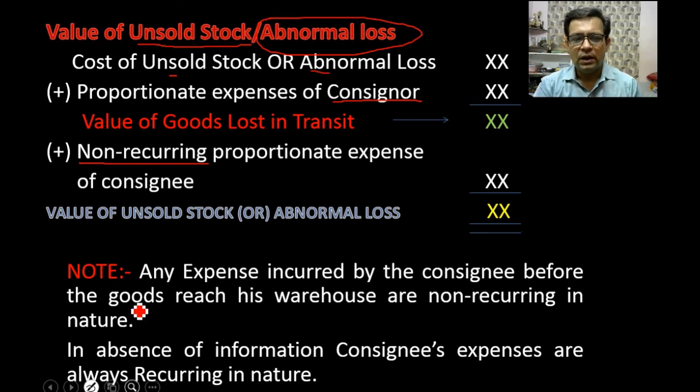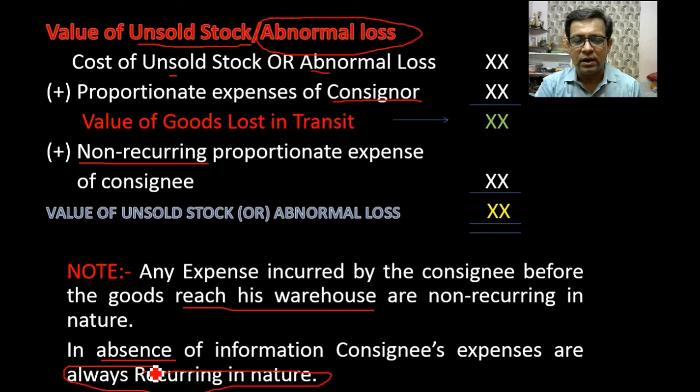All right. Now, there is a note that you need to understand. Any expense incurred by consignee before goods reach his warehouse, as I just told, is called non-recurring expense. That's okay. The second point is more important. In absence of information, consignee expenses are always considered as recurring expenses. Ignore them for the purpose of calculation of unsold stock and abnormal loss, right?